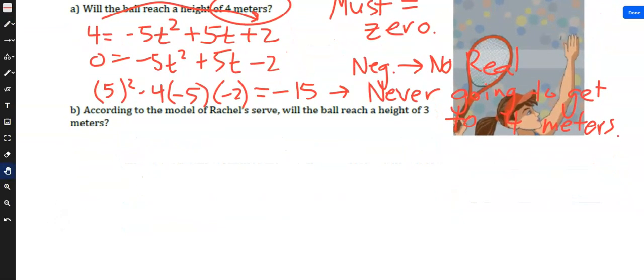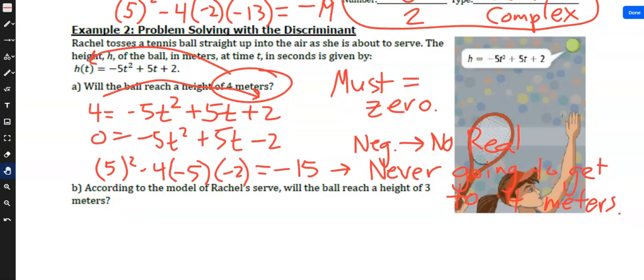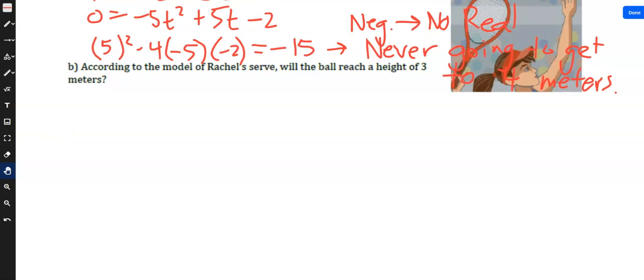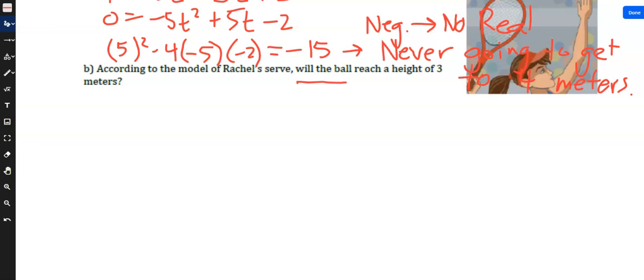So then they wanted me to change it to 3 meters and see if that will happen. Now, I want you to look at something about these questions. They are not asking me to find the time at which it reaches that particular height, because that would be the entire quadratic formula. I mean, if it's even possible. The first one's not even possible. So they're just asking me, will the ball reach? So this is a yes or no.